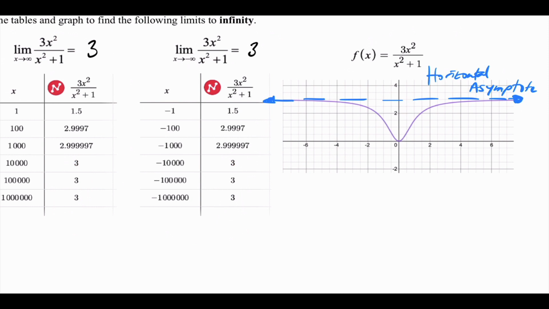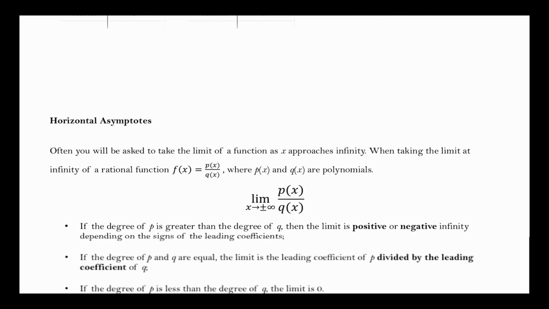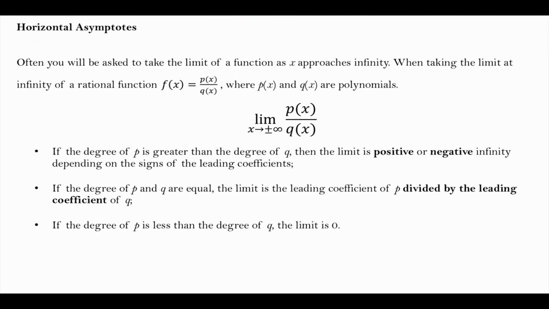Because we can't plug in infinity, we have to have other ways, right? If this was as x is approaching 3, or as x is approaching -3, go for it. Plug it in, see what you get. But you can't plug in infinity if we don't know what infinity is or looks like, right? So that's why we're doing this. This is what a horizontal asymptote does. Often you will be asked to take the limit of a function as it approaches infinity, just like we were earlier.